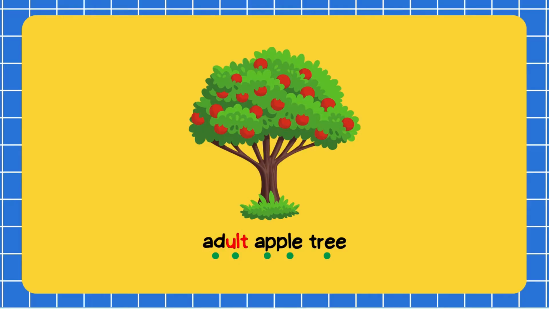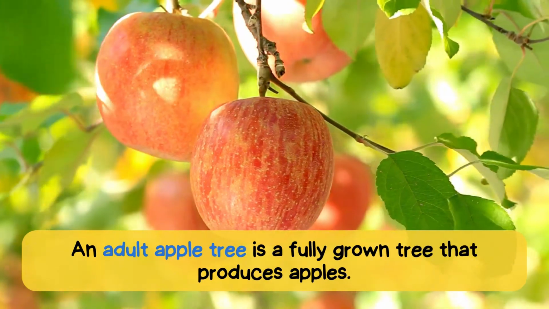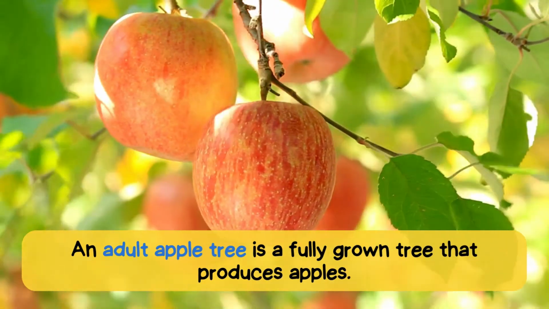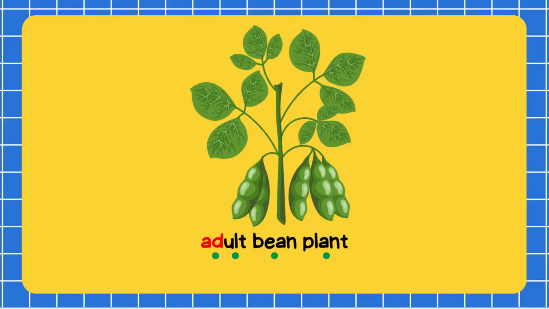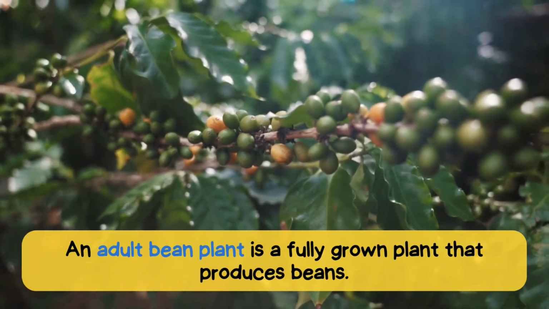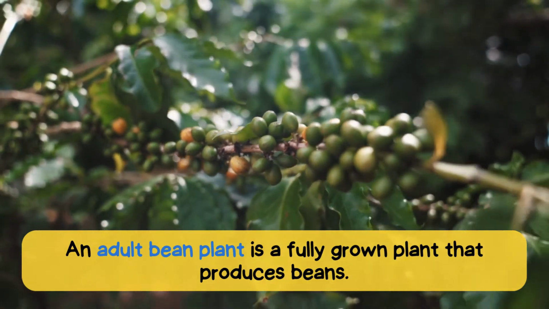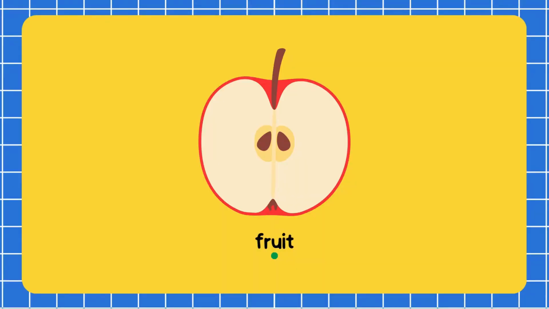Adult apple tree. An adult apple tree is a fully grown tree that produces apples. Adult bean plant. An adult bean plant is a fully grown plant that produces beans.